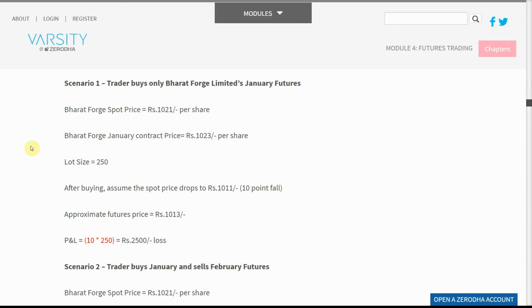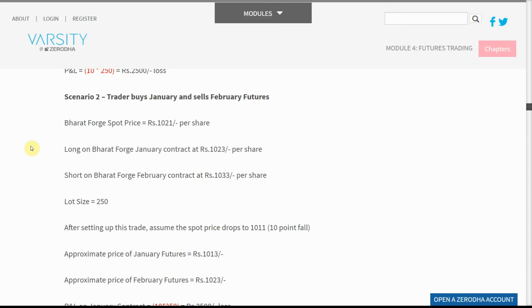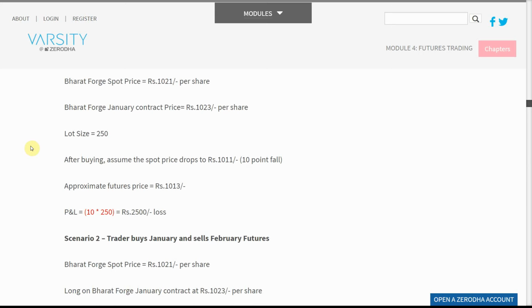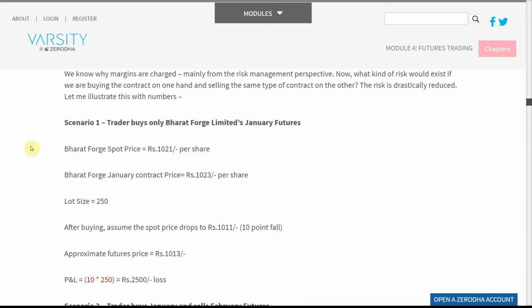Scenario 2. Trader buys January and sells February futures. Bharat Forge spot price equals 1021 rupees per share. Long on Bharat Forge January contract at 1023 rupees per share. Short on Bharat Forge February contract at 1033 rupees per share. Lot size equals 250. After setting up this trade, assume the spot price drops to 1011, a 10-point fall. Approximate price of January futures equals 1013 rupees. Approximate price of February futures equals 1023 rupees.